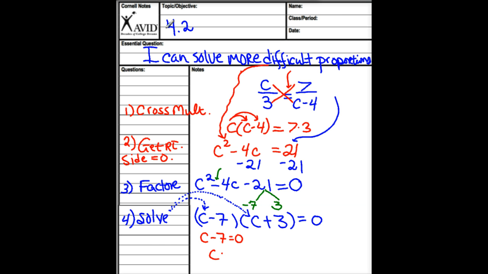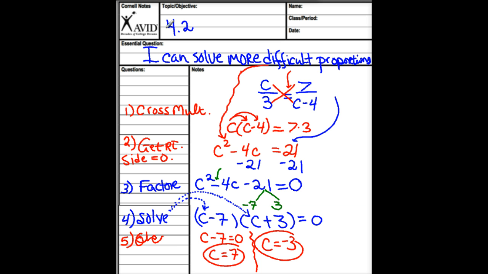So I'd add 7 to both sides and I'd get a 7. Or you can just use kind of common sense. 7 minus 7 is 0. On this side, what plus 3 would give you a 0? And the answer to that is negative 3. So this actually has two solutions: 7 or negative 3.